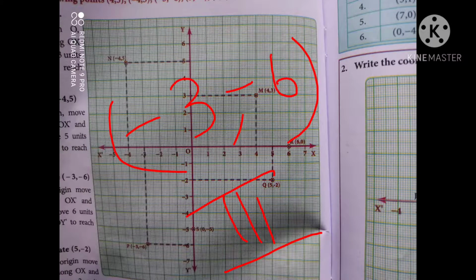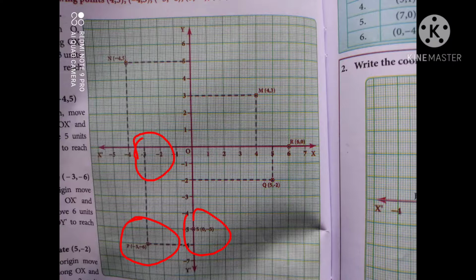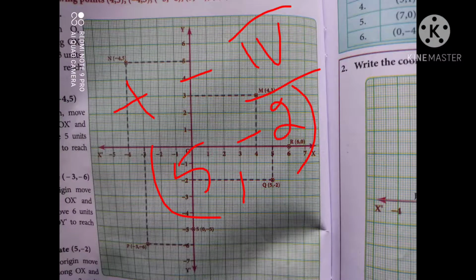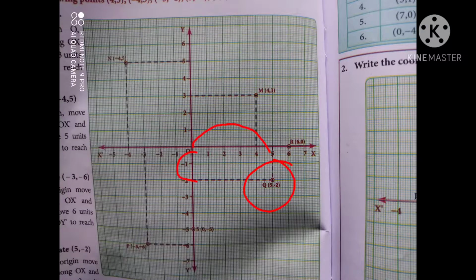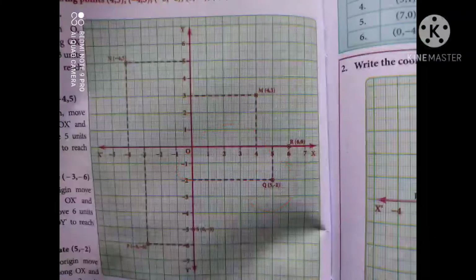Minus 3 comma minus 6 is in the third quadrant, because both values are negative. So we plot the point in the third quadrant. The next point is 5 comma minus 2, positive and negative, so the fourth quadrant. 5 is the x value and minus 2 is the y value. From the origin move 5 units along OX, and from 5 move 2 units parallel to OY dash to reach the point 5 comma minus 2.